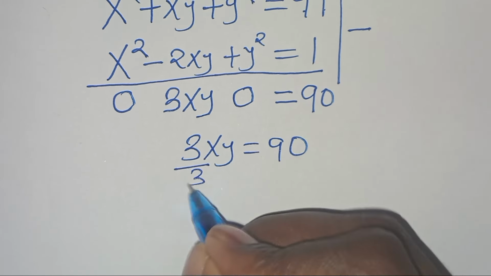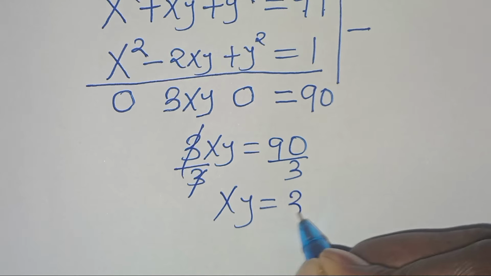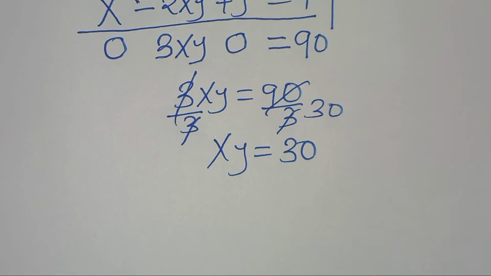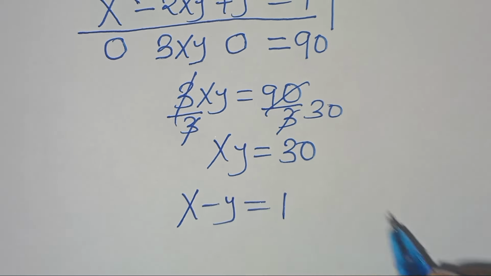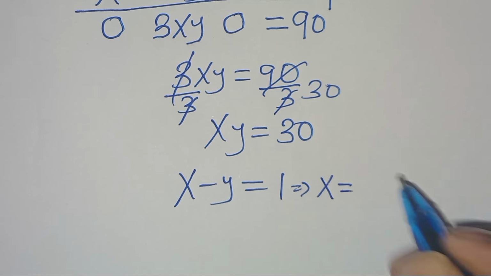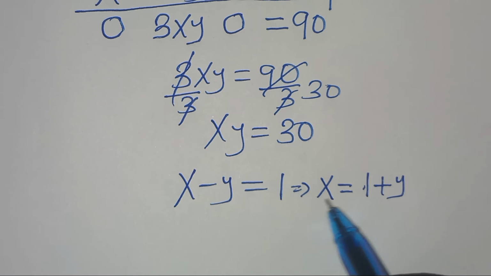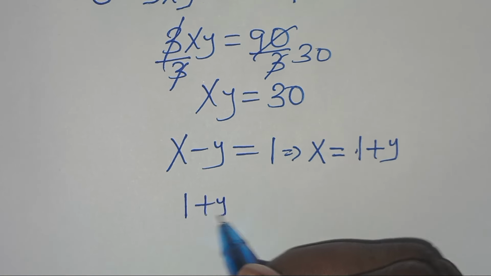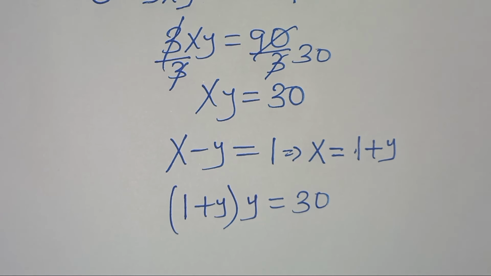So let's divide both sides by 3. And this means that x times y is equal to 30. 90 divided by 3, this is 30. Now, if you recall, we have x minus y. This is equal to 1. So we can make x the subject of the formula here, so that x is equal to 1 plus y. So let's substitute x here into this equation, so that we have 1 plus y multiplied by y. This is equal to 30.